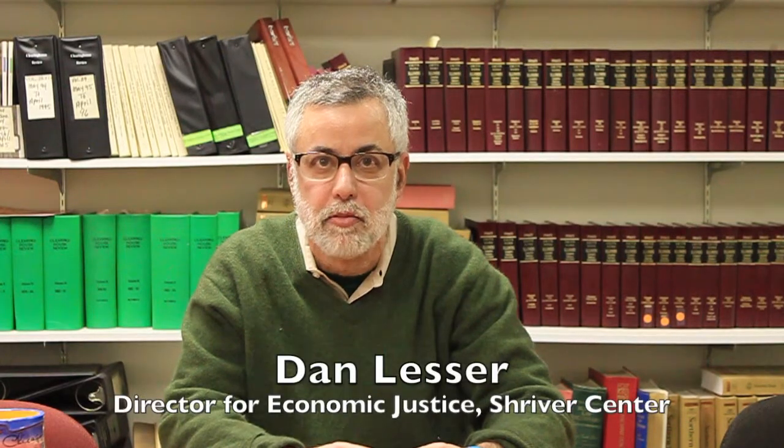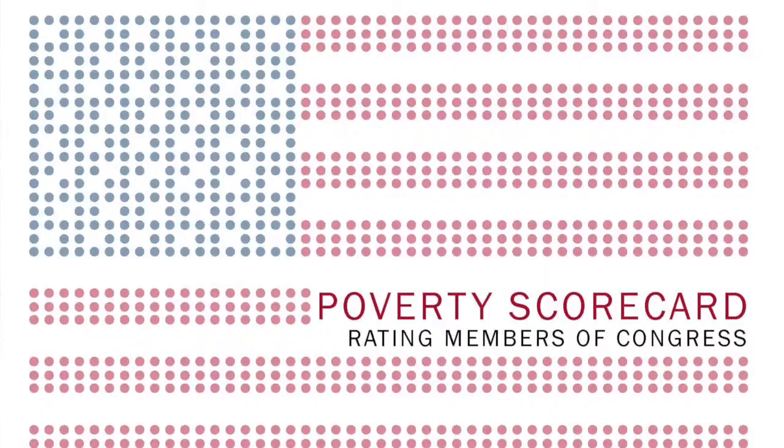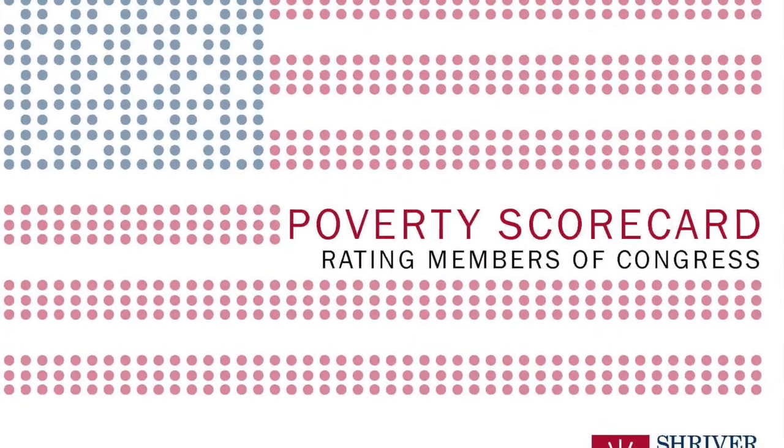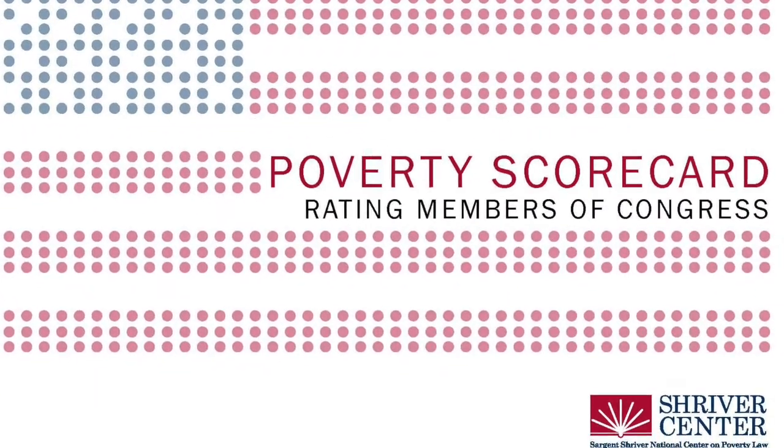The scorecard is an opportunity not only to shine a light on people's votes, the members of Congress votes on the issues, but also to explain what the issues are. Poverty Scorecard is a comprehensive look at the voting records of every single member of Congress in 2014. So we identified the most important votes in a wide variety of subjects that relate to poverty, that are important to people living in poverty, and then we scored every member on those votes and assigned them grades.